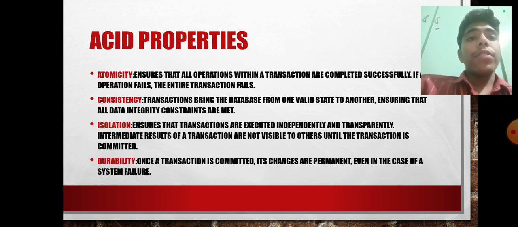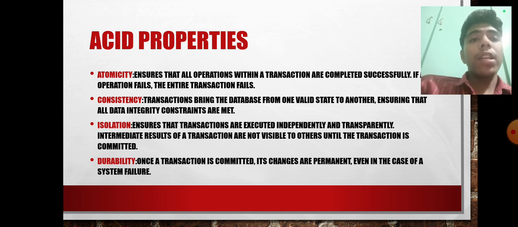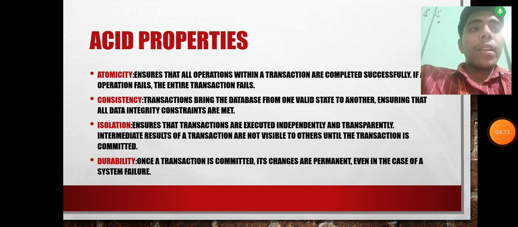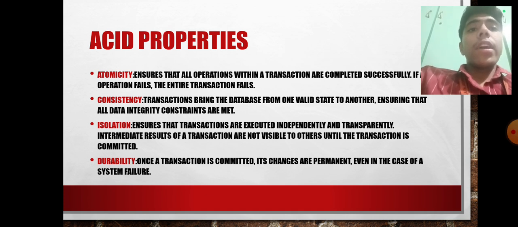Consistency: transactions bring the database from one valid state to another, ensuring that all data integrity constraints are met. Isolation: ensures that transactions are executed independently and transparently. Intermediate results of the transaction are not visible to others until the transaction is committed. Durability: once a transaction is committed, its changes are permanent even in the case of system failure. These properties are very useful to maintain database consistency without any error or misinformation.